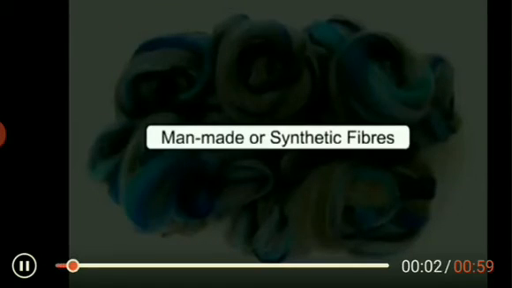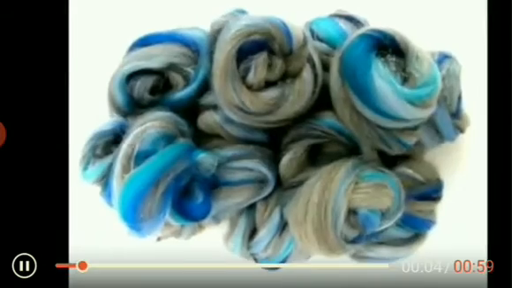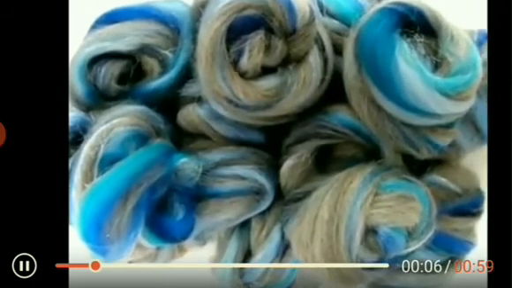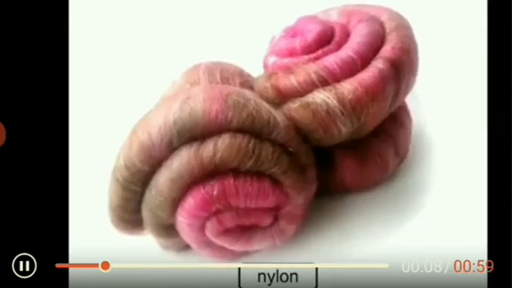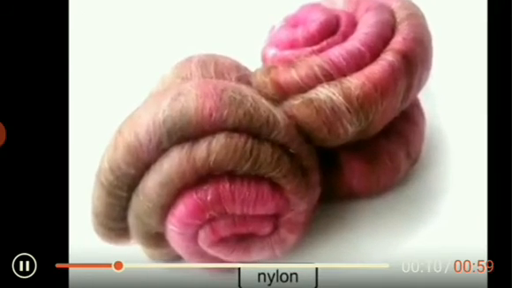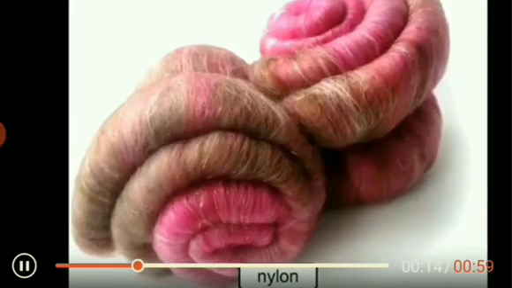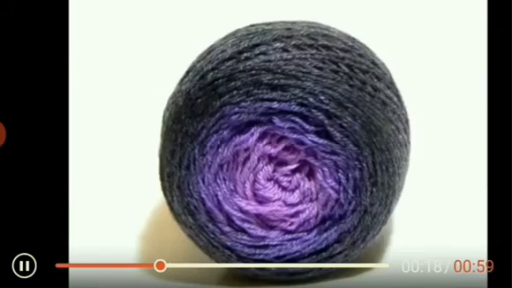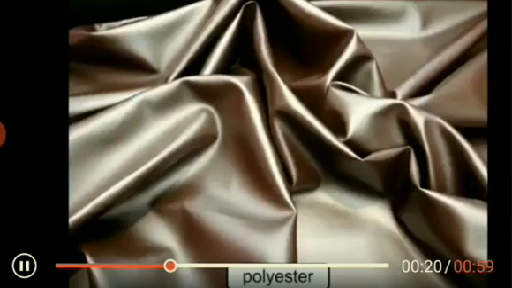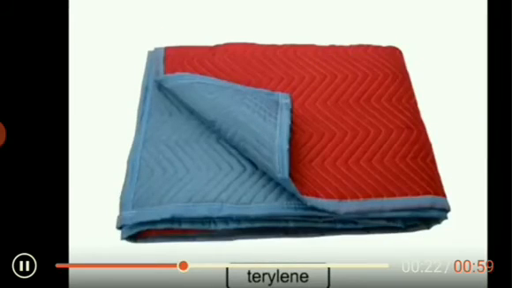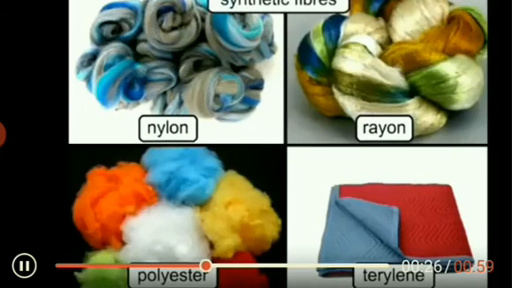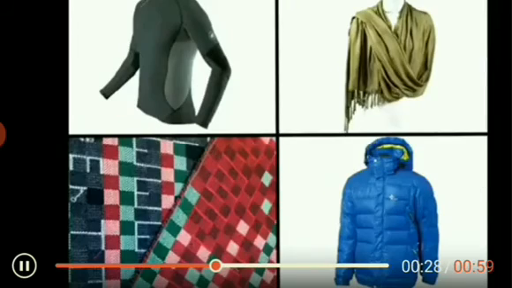Man-made or synthetic fibers. Scientists discovered nylon in laboratories through a series of experiments using different chemicals. The other artificial fibers are rayon, polyester and terylene. These fibers are also known as synthetic fibers. Clothes made up of these artificial fibers are light in weight, durable and easy to clean.